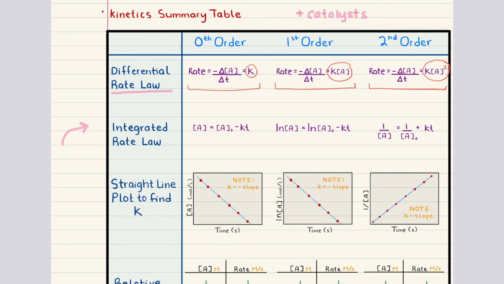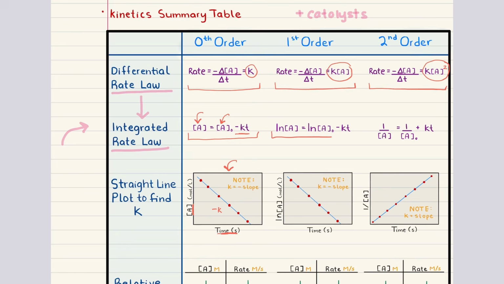From there, we connected the differential form to the integrated rate laws, which describe how concentration changes as time passes. For a zero-order reaction, the integrated form tells us that the concentration at time t equals the initial concentration minus kt. And this produces a straight line when we plot concentration versus time. The slope of this line gives us negative k.